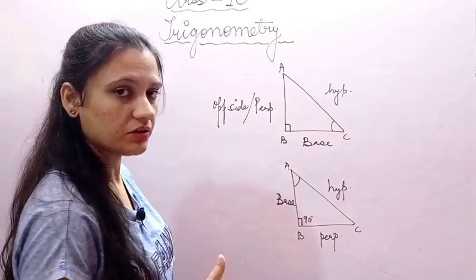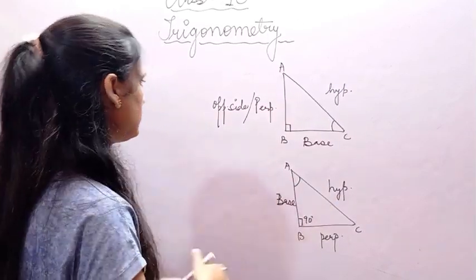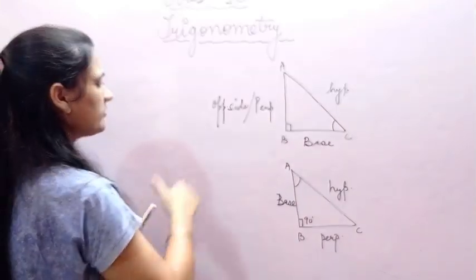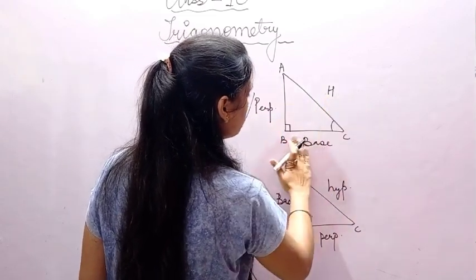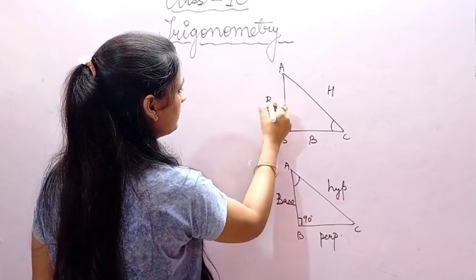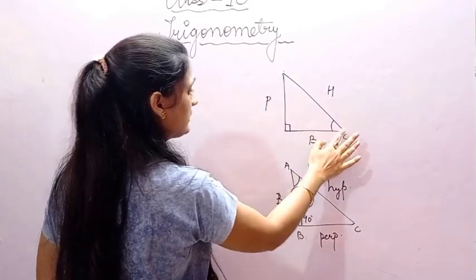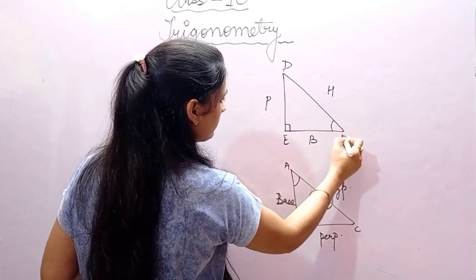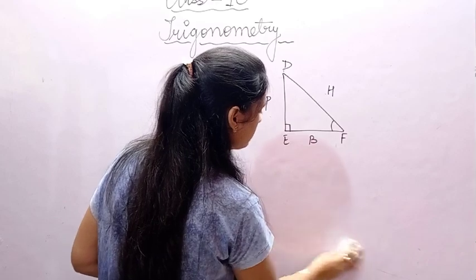Let us understand now the 6 trigonometric ratios. Why 6 trigonometric ratios? Let's see. If I find out the ratio of the sides of the triangle, what will it be? If I label the hypotenuse as H, base as B and perpendicular as P, right? I'll name it like this, and instead of ABC, so that you don't get confused between these two B's, I'll take it as D, E, F. So this is a right angle triangle DEF, right angled at E.